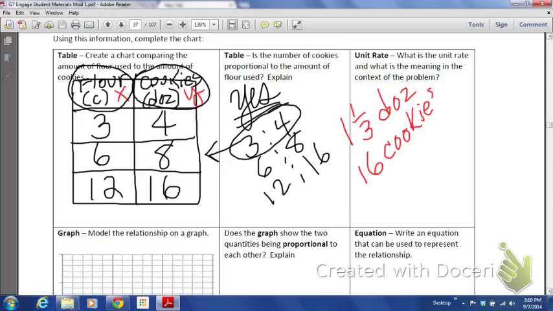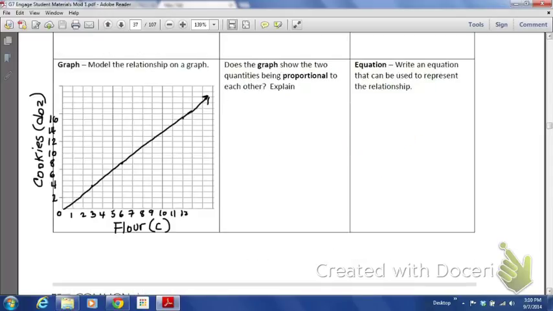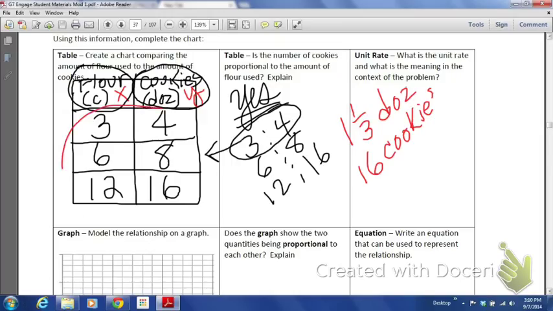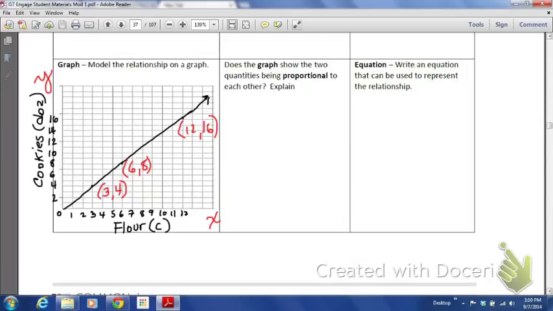Now when we wanted to model the relationship on a graph, what I did, like we've done in the past, is I plotted some points, those easy points, 3 and 4. That's 3, 4. Again, always x, y, always our x and y axes. And then we had 6, 8. Parentheses always around those, and then we had 12, 16. These are taken directly from my table here, and I've plotted those points.